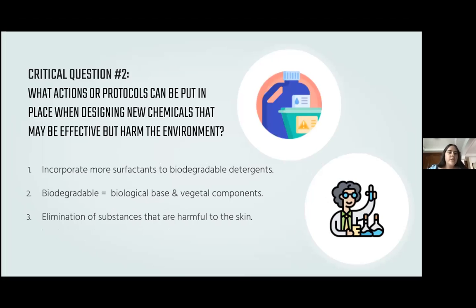In order to respond to critical question number 2, we should incorporate more surfactants to biodegradable detergents. This is because surfactants help detergents to degrade better in soil, and also they have microorganisms that help decrease the pollution. And biodegradable detergents should have more biological base, and also they should have components that have vegetal origins. And also in the production of these biodegradable detergents, there should be the elimination of substances that are harmful for the skin. This is in order to avoid the irritation and health issues when people use them.